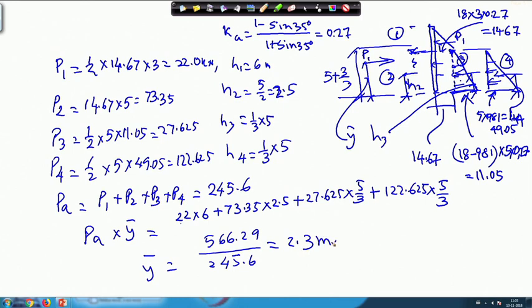That means, this is the wall, an 8 meter high wall, and it has a water table somewhere here. Now, ultimately I am getting a thrust PA on the wall which will be acting at 2.3 meter from the base, that means here, 2.3 meter, and the PA value is 245.6 kilonewton. So this is meter.